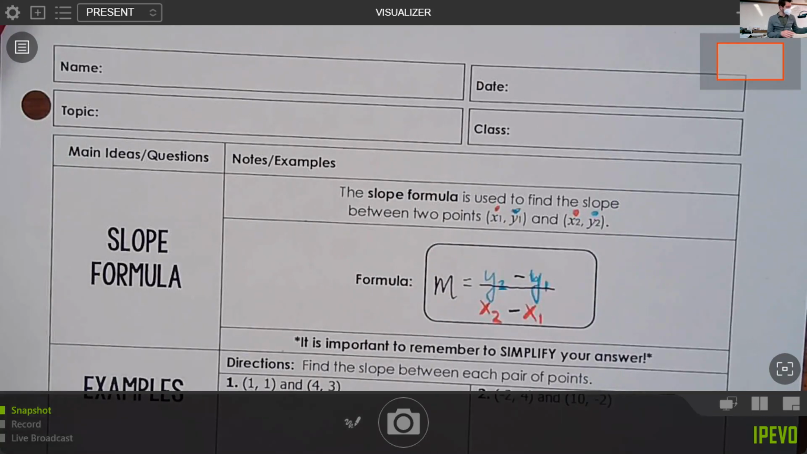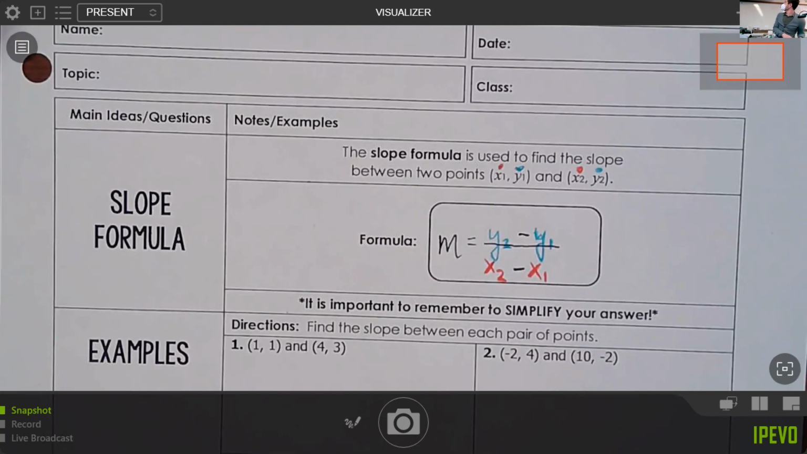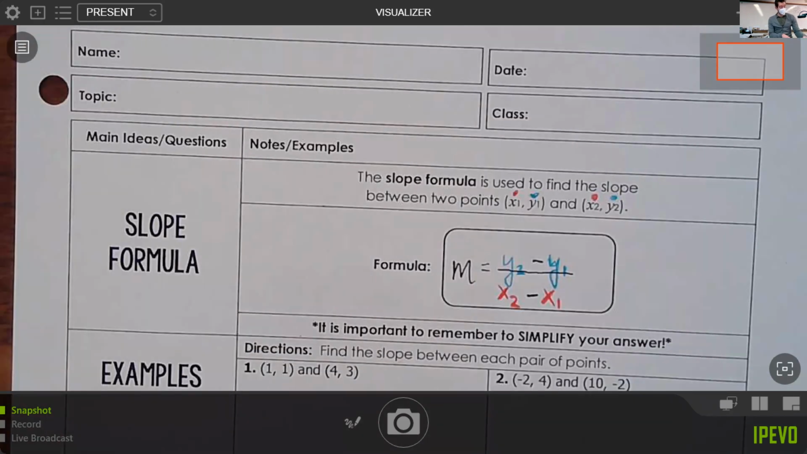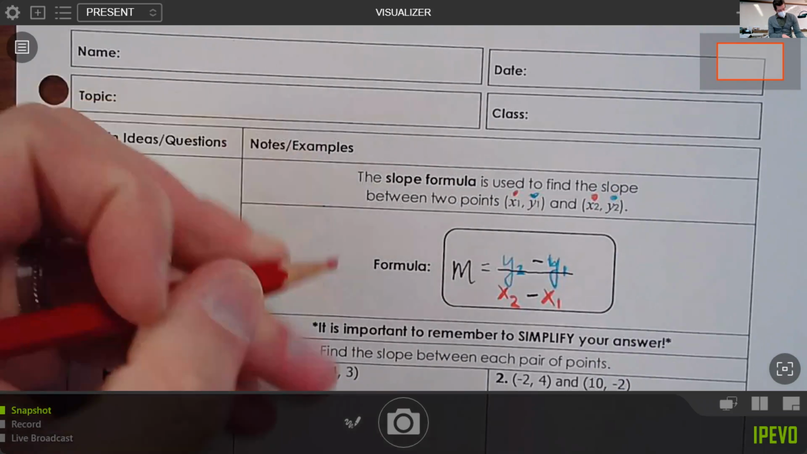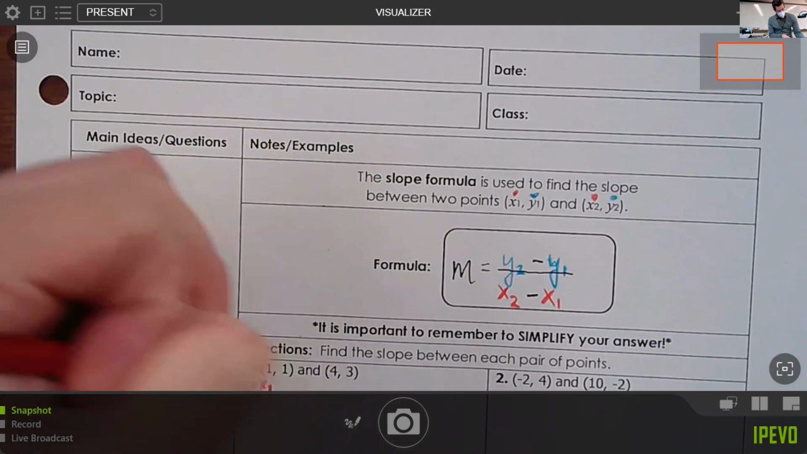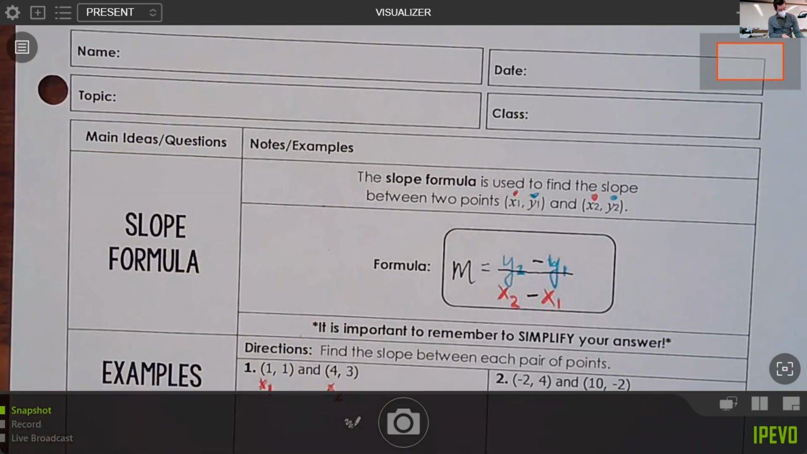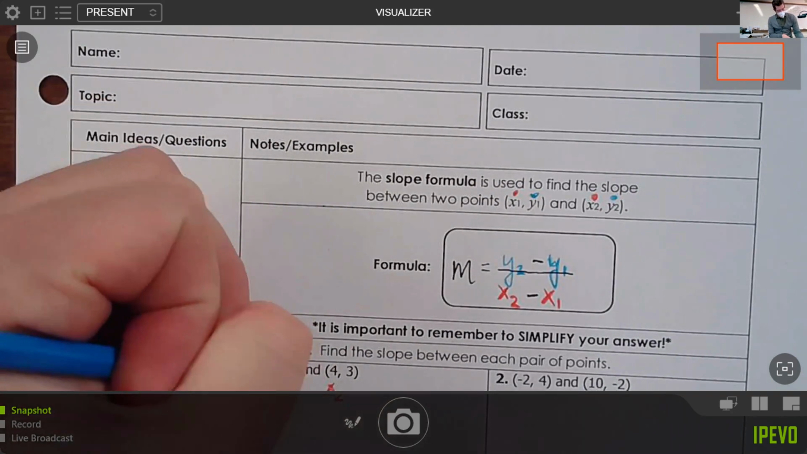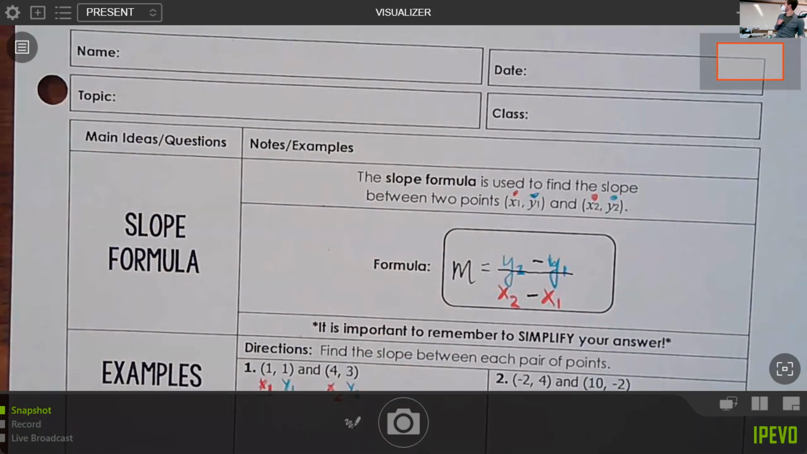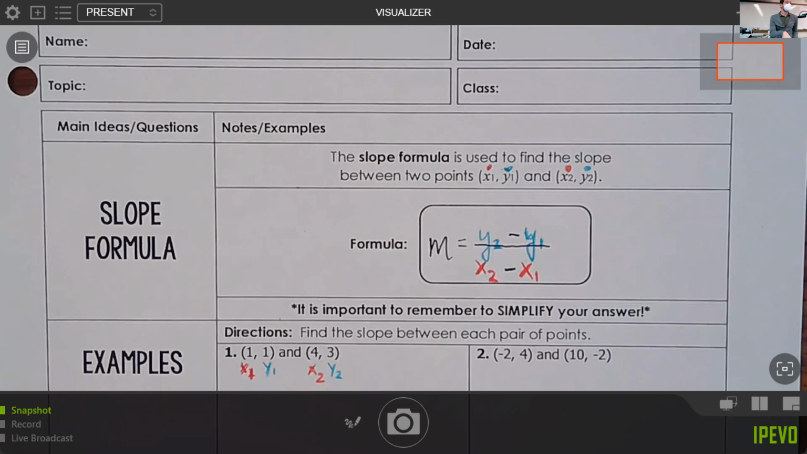So our first example, we've got the point (1, 1) and the point (4, 3). I'm going to label all four points, x1, y1, x2, y2, using the colors that we used up top. So there's x1 right here, and here's x2. Then we have y1, and we have y2. Those are the four numbers that we're going to use with this formula.